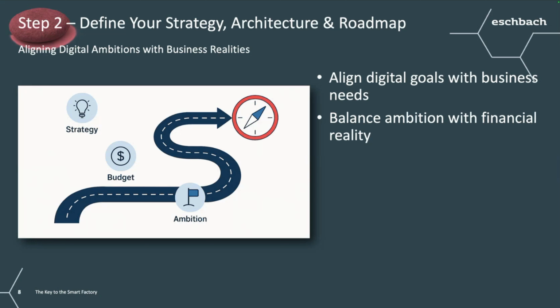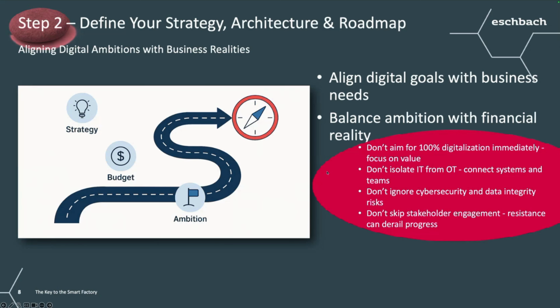And that's the roadmap that you're going to define. And when you're defining your strategy, your roadmap, as already said, don't aim for 100% digitalization immediately. Focus on what brings you the most value first, and then implement the rest of it. IT and OT need to go together. At the end of the day, you need to get data out of your processes, so there needs to be connectivity from your OT layer to your IT layer and vice versa.